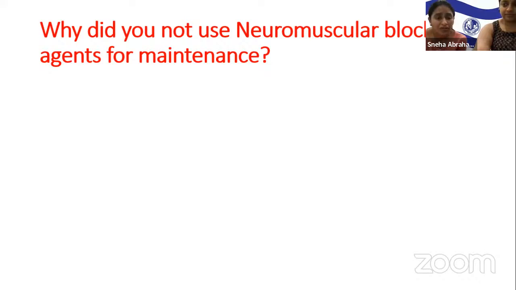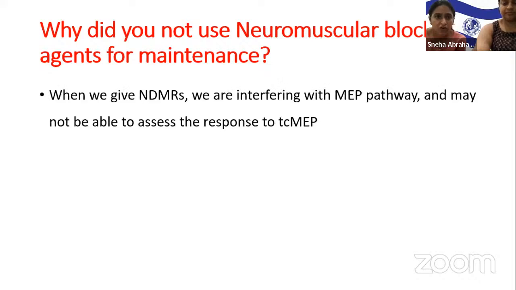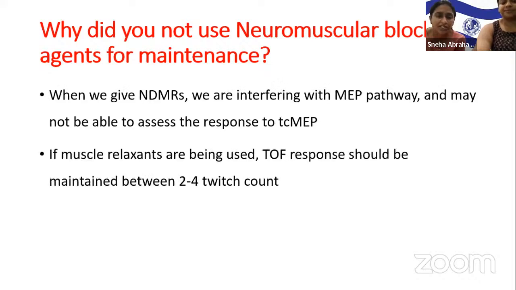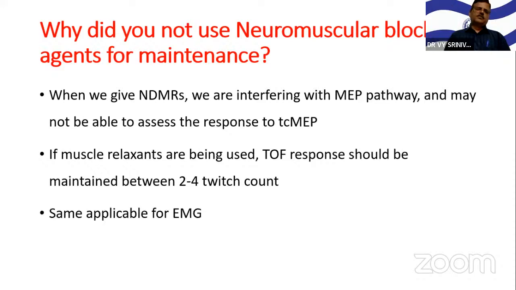If at all we use muscle relaxants, we should monitor using a train of 4 response, and it should be maintained between 2 to 4 twitch count. That is below 75% block at the neuromuscular junction. Sir, suppose you use neuromuscular blocking agents during maintenance, you can reverse with Sugammadex, no? Yes, sir. We can.